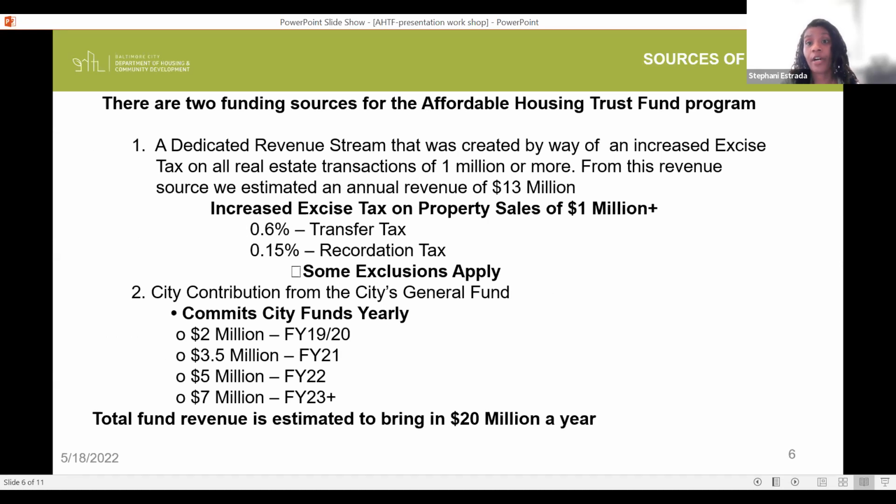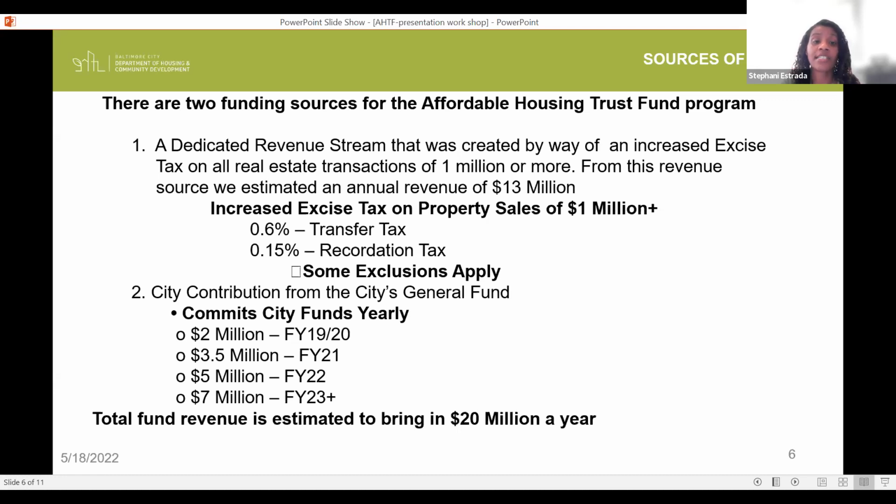The money part of the fund, this is the sources of revenue. There are 2 funding sources that fund the Affordable Housing Trust Fund program. The first source is a dedicated revenue stream that was created by way of an increased excise tax on all real estate transactions of $1 million or more. From this revenue source, we estimate an annual revenue of $13 million. The increased excise tax on property sales of $1 million is a 0.6% transfer tax and a 0.15% recordation tax. Some exclusions do apply to that.